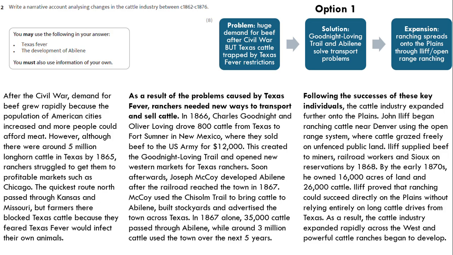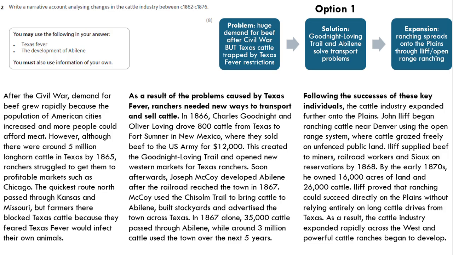Iliff proved that ranching could succeed directly on the plains without relying entirely on long cattle drives from Texas. As a result, the cattle industry expanded rapidly across the West and powerful cattle ranches began to develop. Always good to end your narrative on an outcome. The last paragraph is our outcome. Normally your outcome is either they lived happily ever after, which is in this case, or they didn't live happily ever after, which you'd see on a narrative about, for example, the Donner Party or the Great Die-Up.